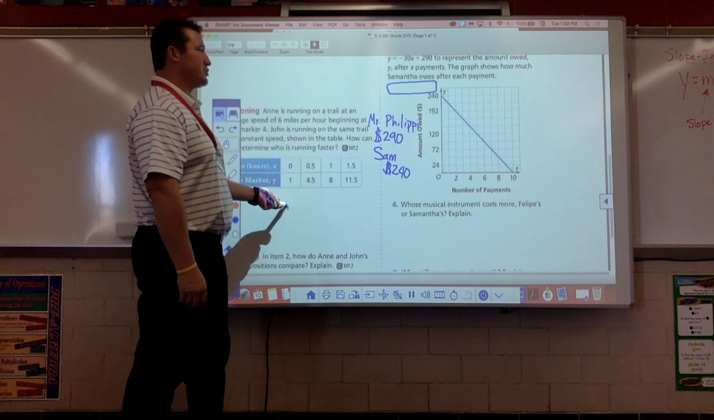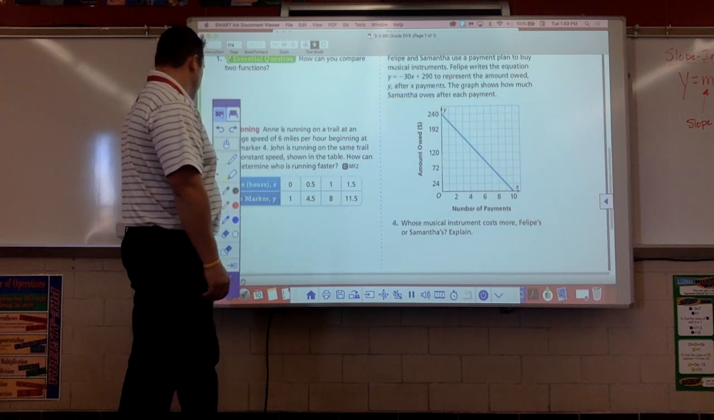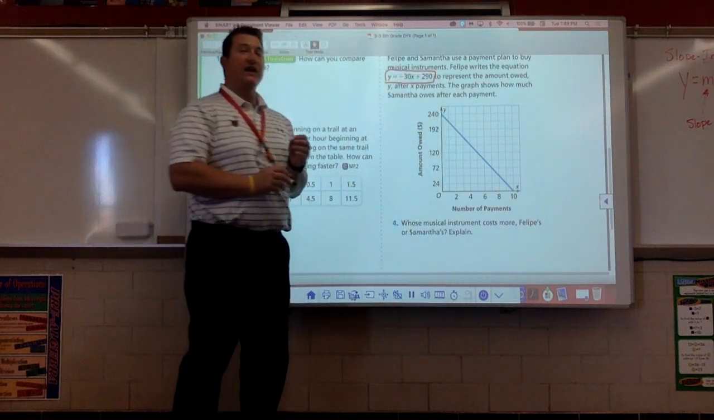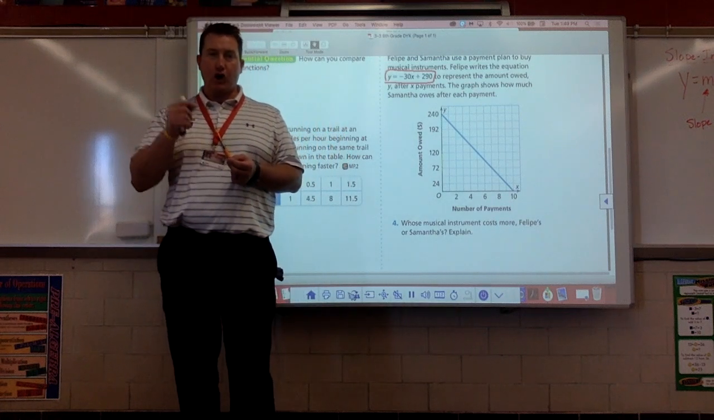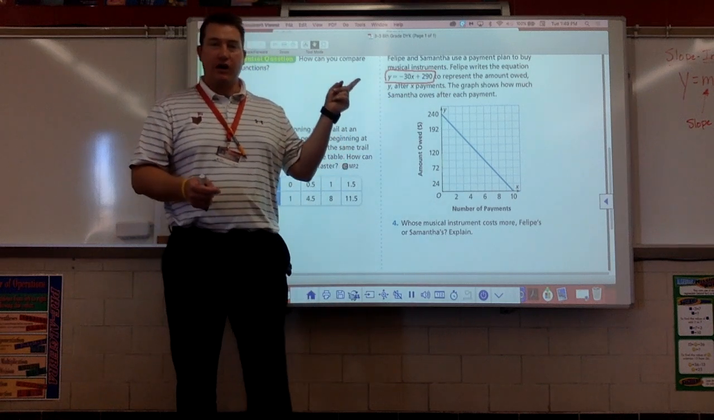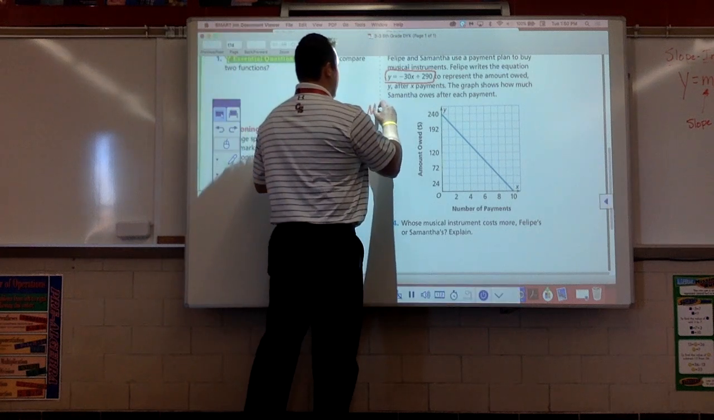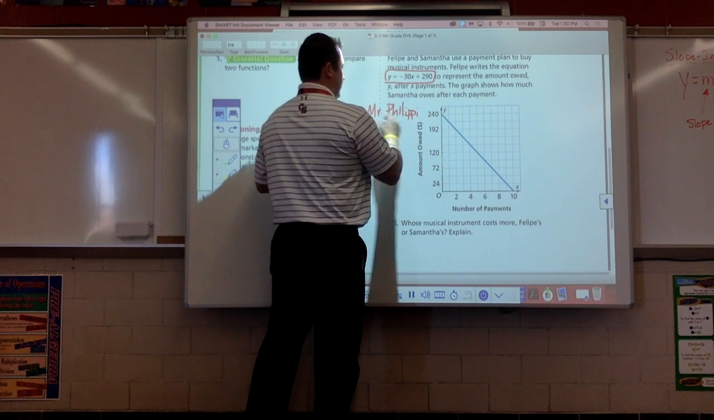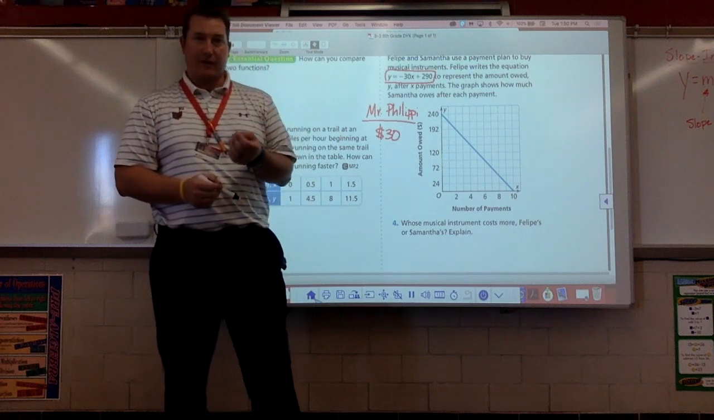Who will pay more each month? Again, I can look at the equation and figure out the rate of change. How much am I paying per month? Per month. There's your rate of change, your slope. So look over here. You've carefully deduced that it's $30. So Mr. Felipe pays $30 a month for his instrument.